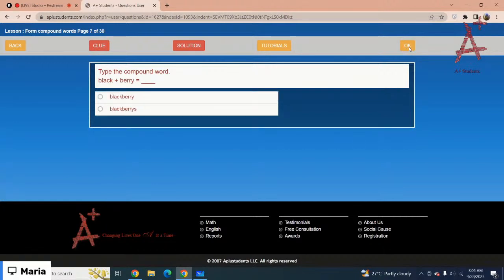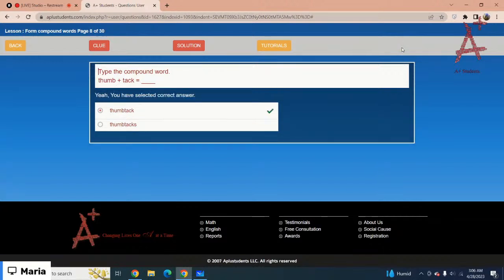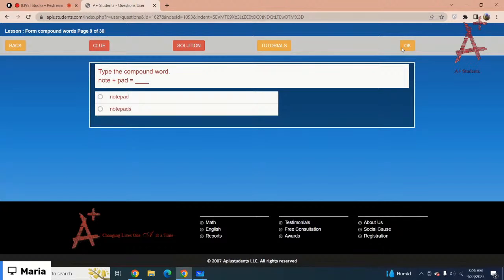Black plus berry. So which compound word do they make? Yes, that would be blackberry. Got it? Okay, thumb plus tack. Yes, that makes thumbtack. Option number one is the correct option. Basically, when you combine these two words, they make a compound word. Got it? Compound means something that is a combination of two words. Got it?